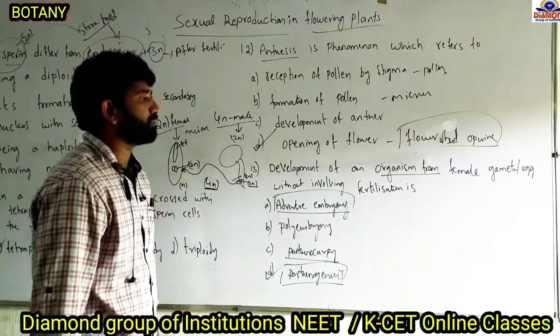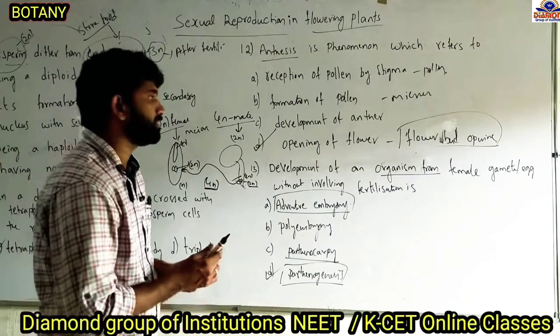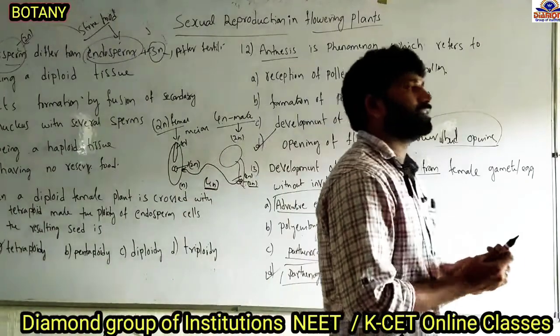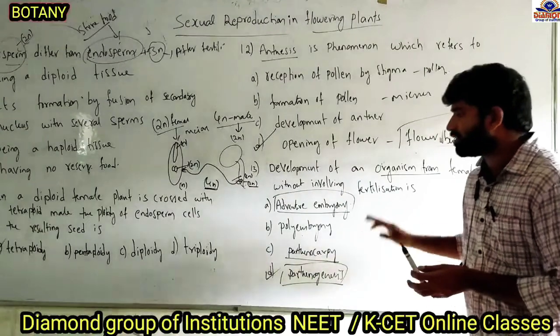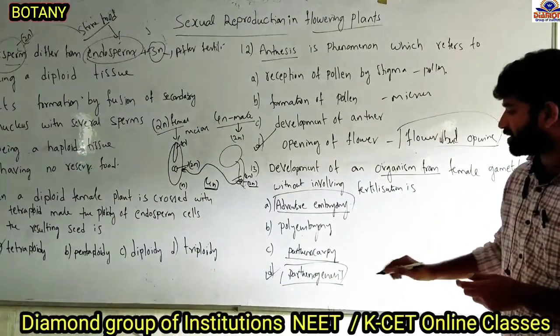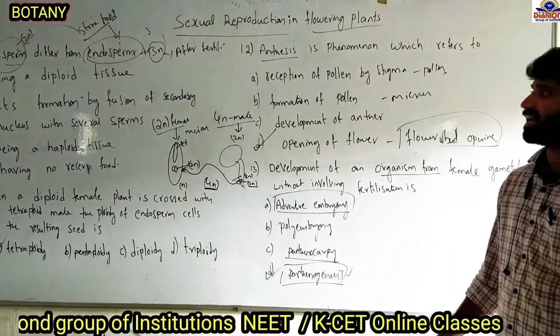Development of the organism from the female gamete without involvement of fertilization, where new individuals are formed without fertilization, is called parthenogenesis. Answer is D.